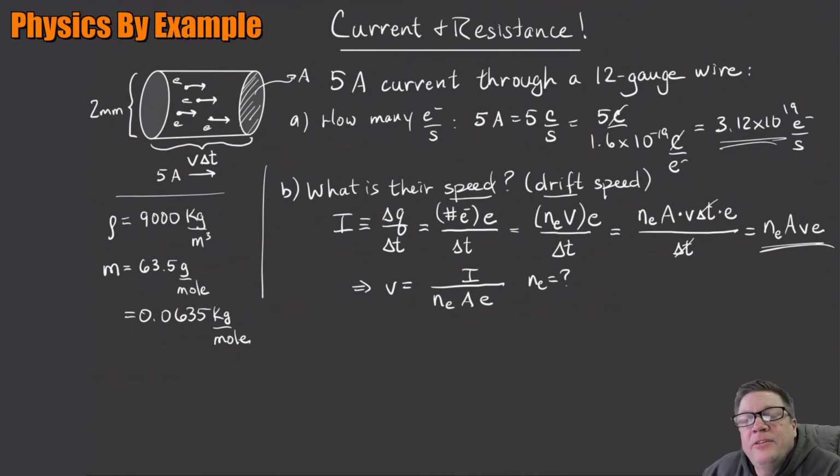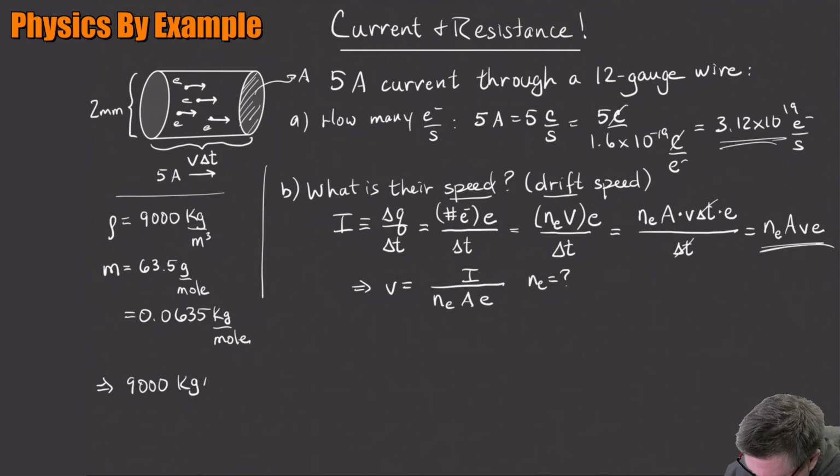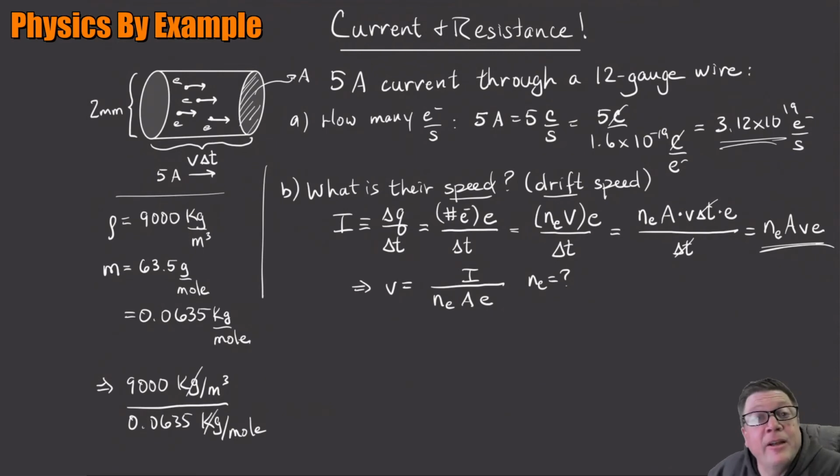So maybe you can see what I'm about to do. If I divide those two numbers, look at the units. If I divide those two numbers, I get this. 9,000 kilograms per cubic meter divided by 0.0635 kilograms per mole. Look at this. Kilograms go away, and what I get, if you do this, is about 142,000 moles per cubic meter.